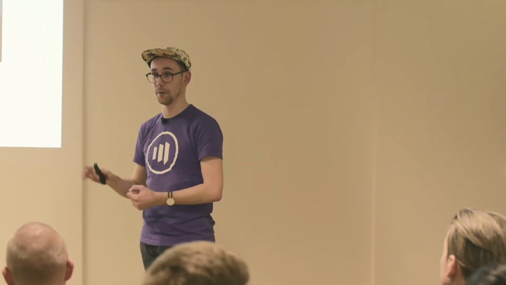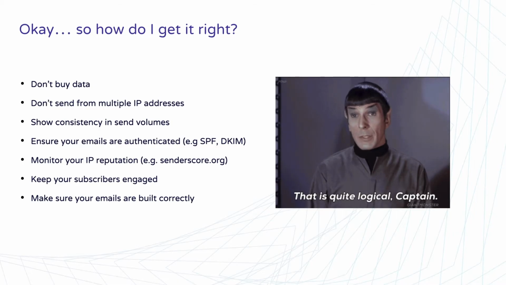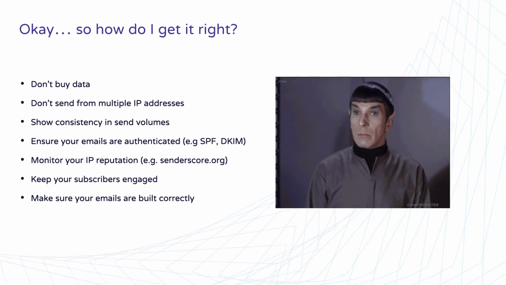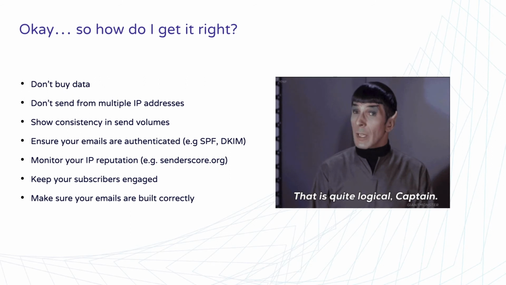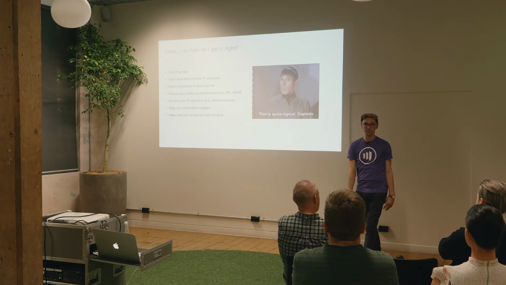I won't go into too much detail, but there are many different types of authentication. Two of the more common ones that your emails should have are SPF and DKIM. These are easily set up within Marketo, and Marketo has some fantastic guides to walk you through how to process this and set it up with your internal IT teams. You want to monitor your IP reputation through SenderScore. Keep your subscribers engaged, and make sure all of your emails are built correctly, based on everything that Grace was talking about before.